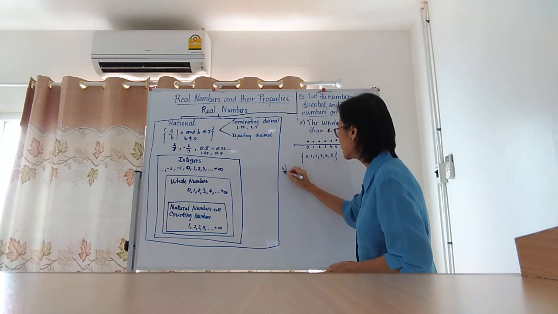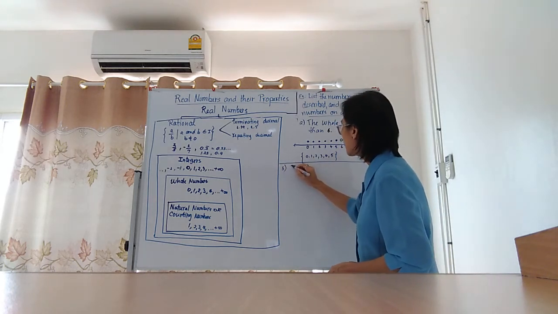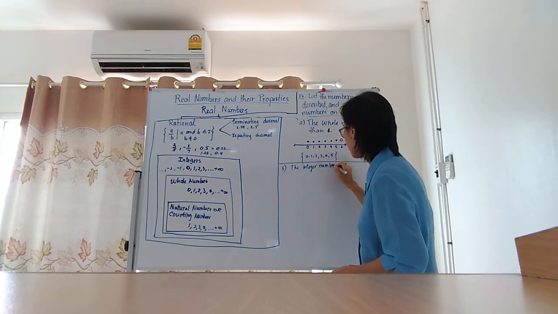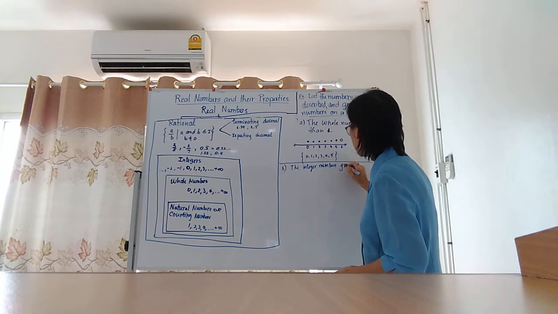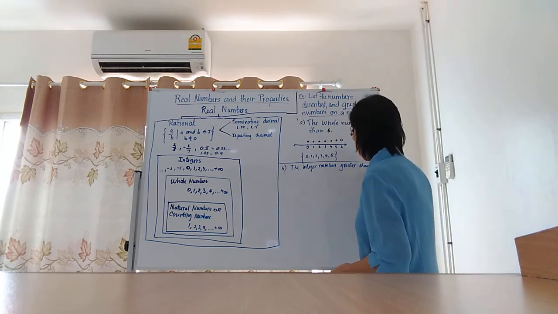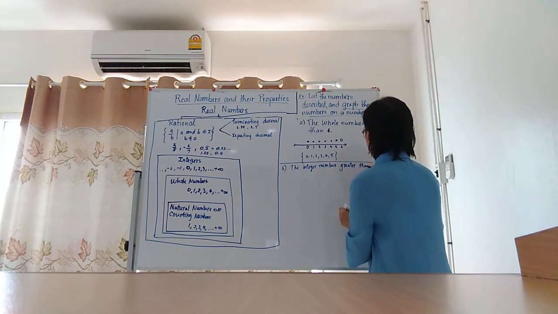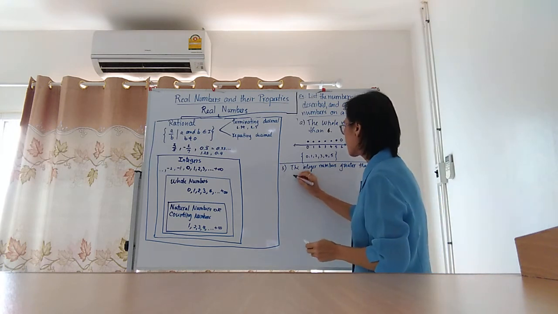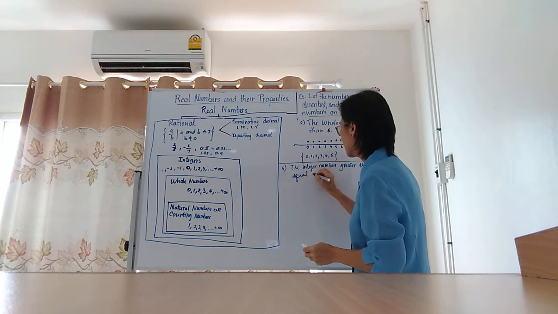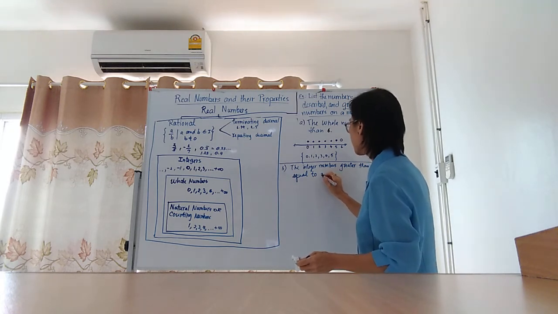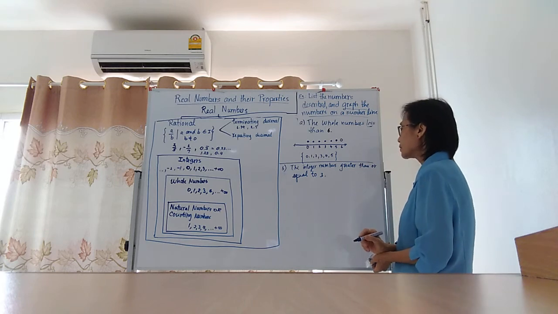Now we try one more. B. If the integer number is greater than or equal to, try any number, maybe 3, right? Okay. So the integer number greater than or equal to 3.